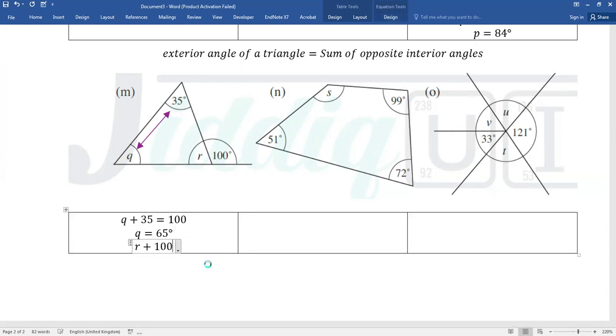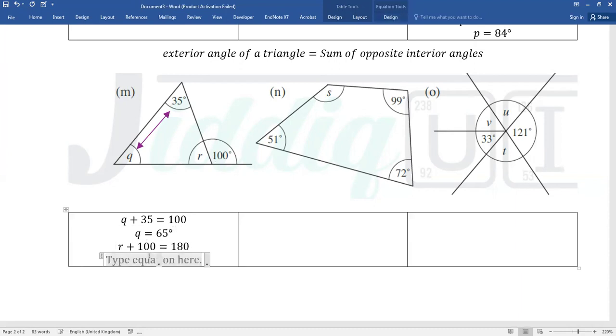And R plus 100 is 180. So R again is 80 degrees. Now, can you find S as well? I'll wait for your answer for S and then I will move on to part O.